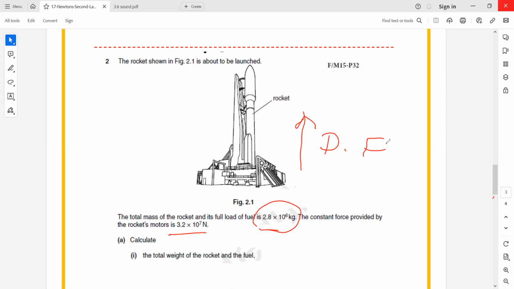And the combined mass of rocket plus fuel is this value. So first of all, you have to find the total weight. Total weight means W is equal to mg. Here mass is 2.8 times 10 power 6 times 9.81, which is the value of g, acceleration due to gravity. So solve it and tell me the answer.